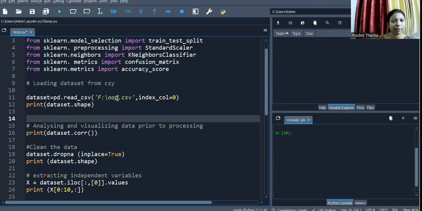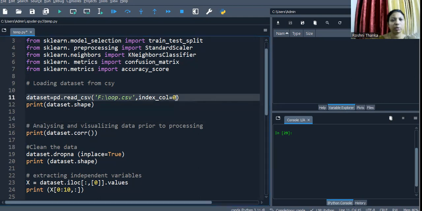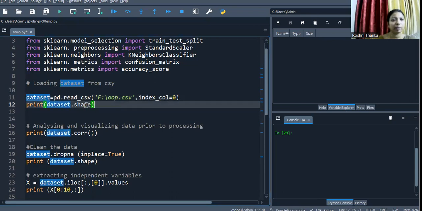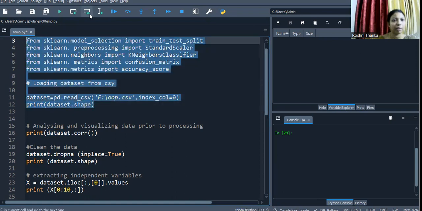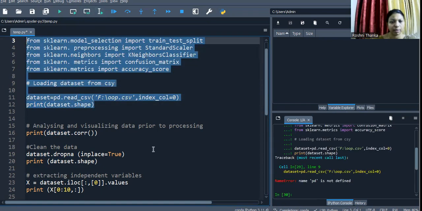So here I am going to read the data set and consider the zeroth column as the index column. And then I have converted my CSV file to a data frame and I'm storing it in an object called data set. After that, we are going to find the number of rows and columns in it. So let me run until this.